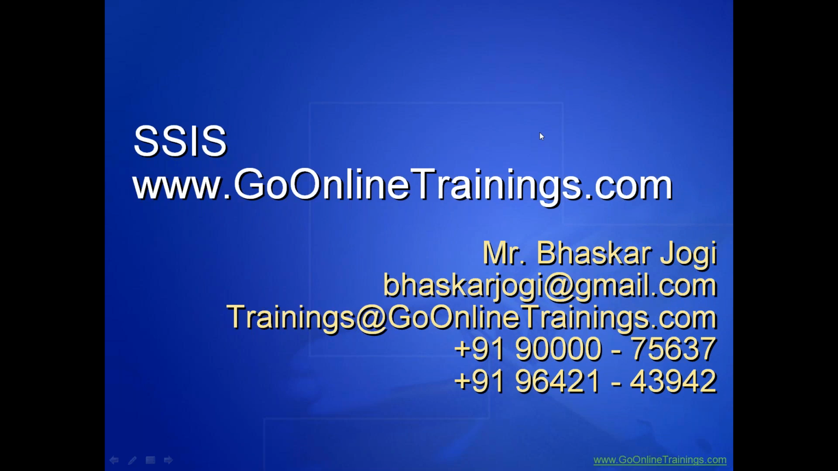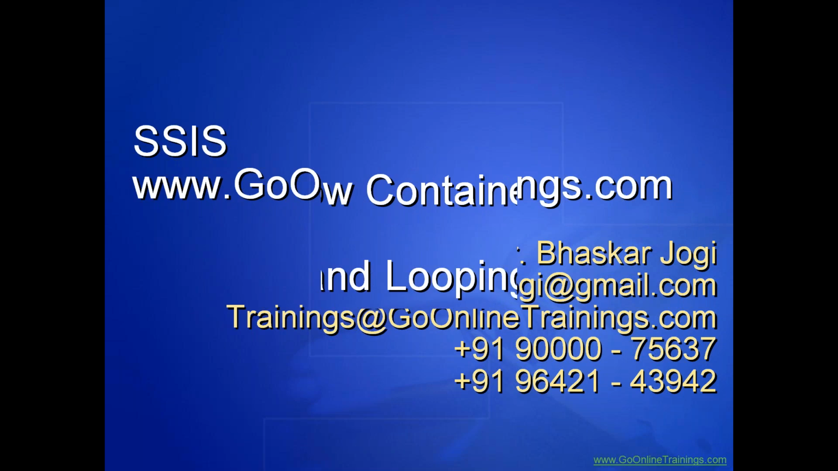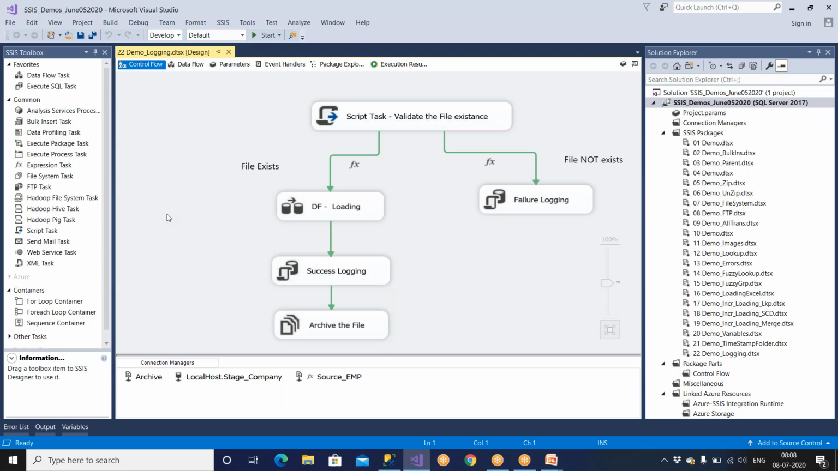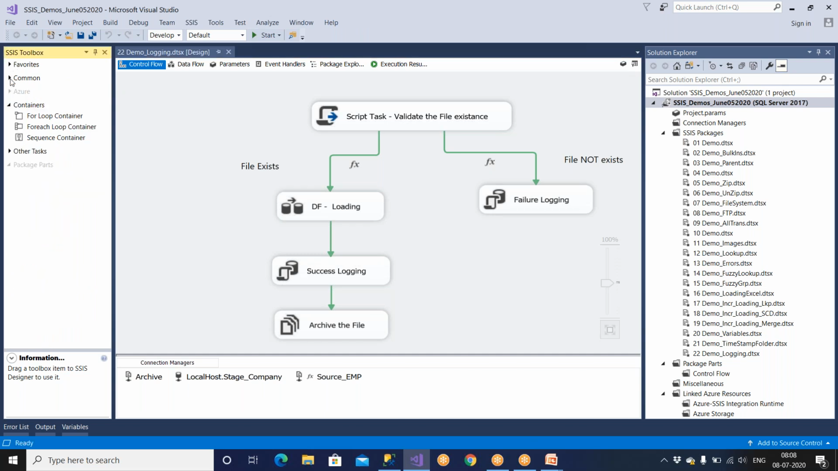So, from today, we'll be talking about one more interesting topic. That is control flow containers, grouping and looping. This is what we're going to be discussing from today. When you go to the control flow again, you have common tasks, and below you have containers, right? For loop container, for each loop container, and we have a sequence container. So today I'm talking about these containers.